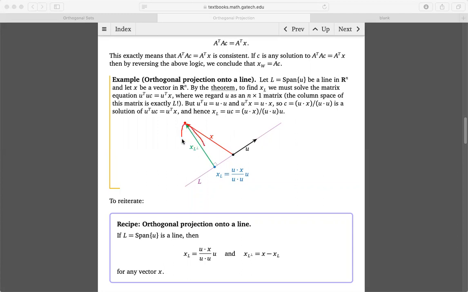Really what we're looking for is the orthogonal component. But to find that, we need the component that is in the direction of u. So we'll take x and project it onto the vector u, and that'll give us this component. And then all we're going to do is take x and subtract off whatever that component is, and we'll be left with the orthogonal component.